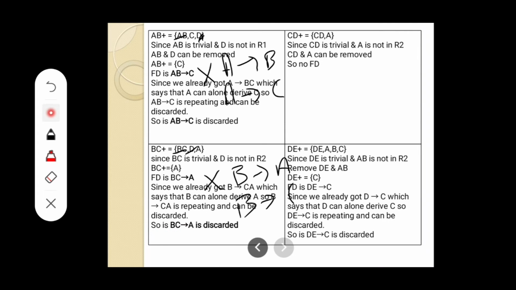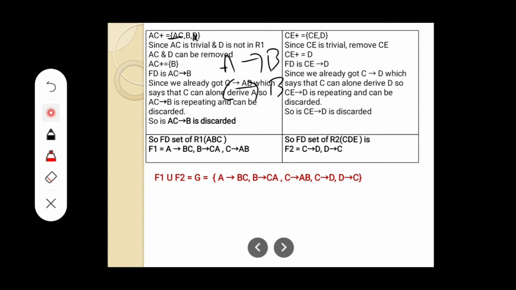C determine AB means we can write C determine A or C determine B, which means that C alone can derive B. So we don't require AC determine B. That can be discarded because it is repeating. So this can be discarded. So this also will be discarded. AC determine B can also be discarded.